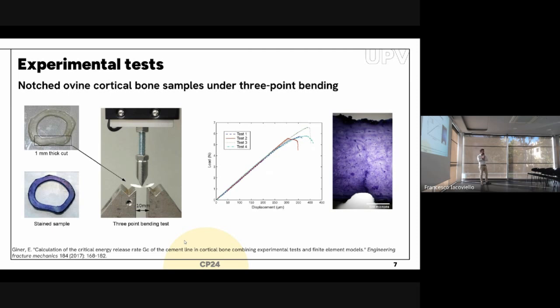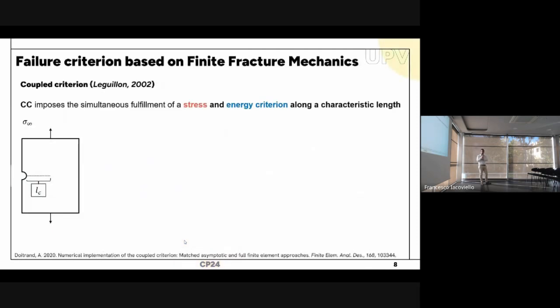So now that we've got the experimental tests, let's go and explain the method that we are going to use to estimate the strength and toughness properties. We're going to use the coupled criterion proposed by Leguillon in the framework of finite fracture mechanics. This criterion needs the simultaneous fulfillment of both a stress criterion and an energy criterion along a characteristic length. As an example, we've got here this skin of a notched plate under tension and whose estimated characteristic length would be over here, right at the start of the crack propagation.